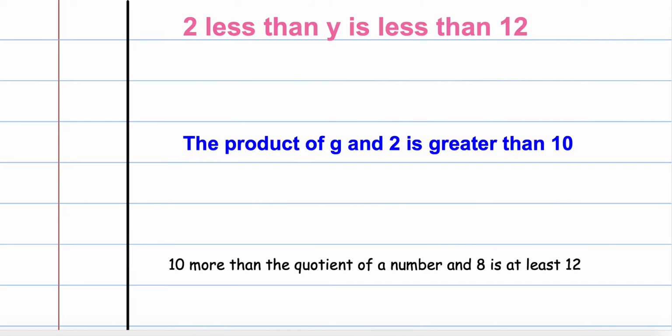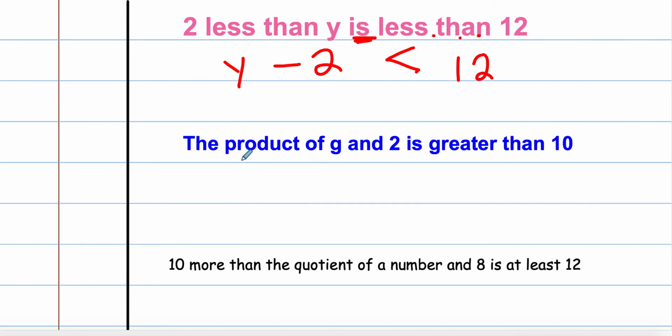So go ahead, stop the video, and try to write these 3 with letters and symbols. Okay, first one, welcome back. We have less than and less than, but this one has the is in front of it. So is less than, so that's there. So 2 less than y. Remember, less than is that switch around word. So we have y minus 2 is less than 12.